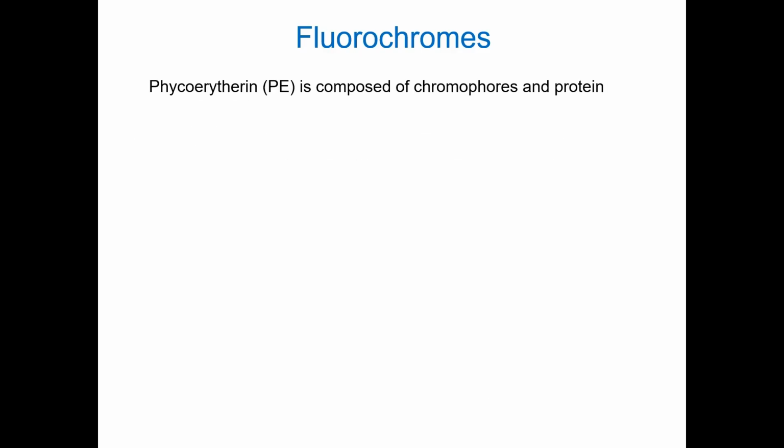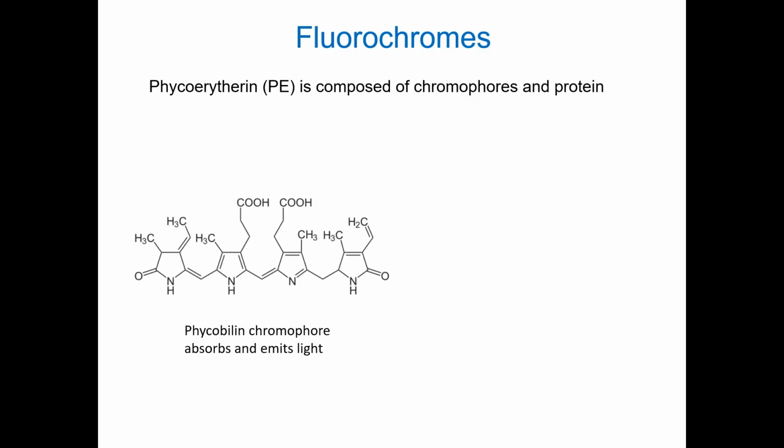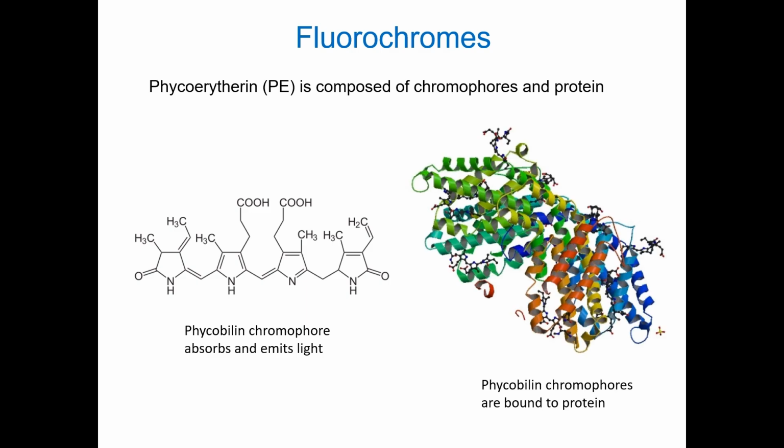And here we have phycoerythrin or PE. It's the phycobilin chromophore part that absorbs and emits light. Multiple phycobilins are bound to proteins to make quite a large molecule.